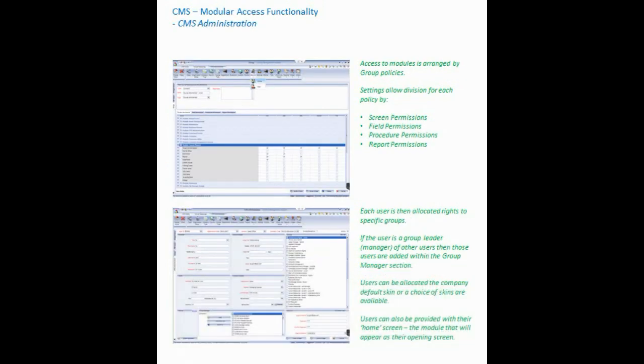Security using CMS administration. Access to modules is arranged by group policies. Settings allow divisions for each policy by screen, field, procedure and report permissions. Each user is then allocated rights to specific groups. If the user is a group leader of other users, then those users are added within the group manager section. Users can be allocated the company default skin, or a choice of skins is available. Users can also be provided with their home screen, the module that will appear as their opening screen.